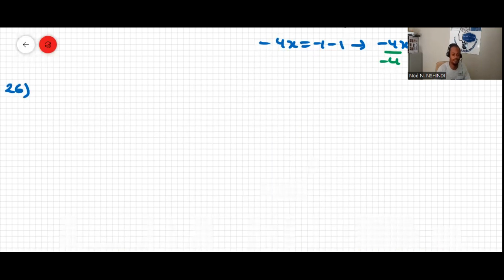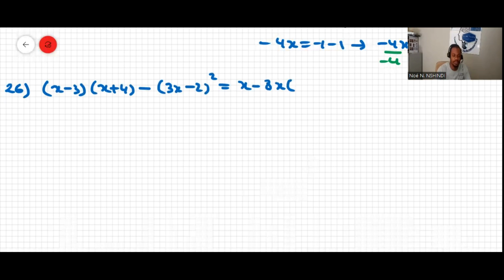And question 26. We have x minus 3 and then x plus 4 minus 3x minus 2 raised to the power of 2 equal to x minus 8x, x minus 1. Now we can solve this. We will first expand this and then expand that and then expand that.